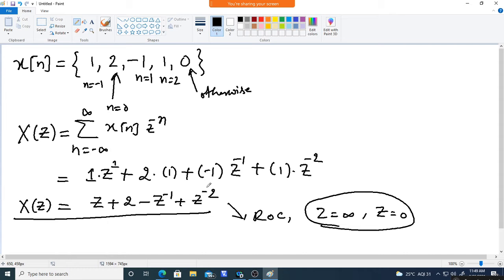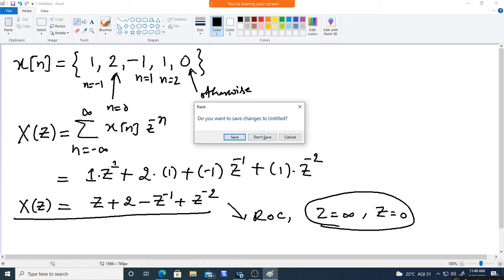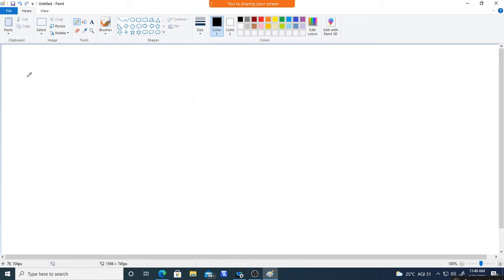Now we can take another one, in the sinusoidal signal: x of n equal to 1 by 3 power n into sine of pi by 4 into n.